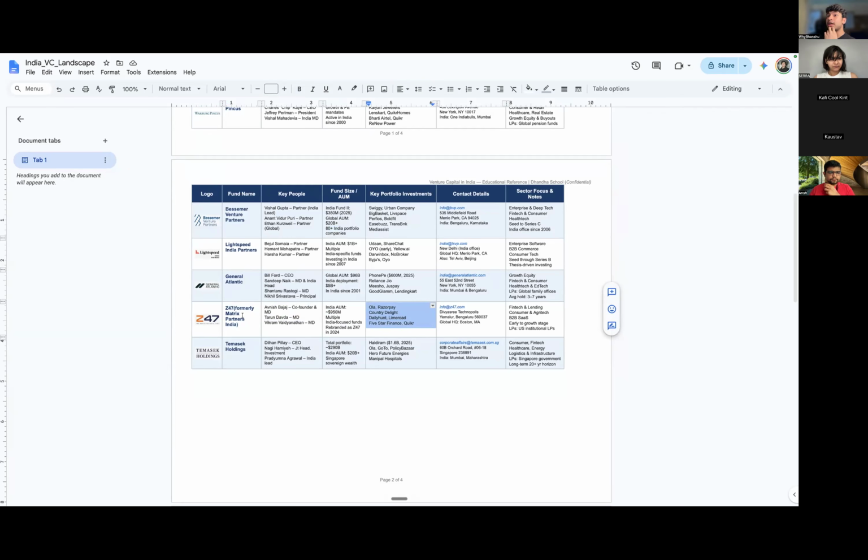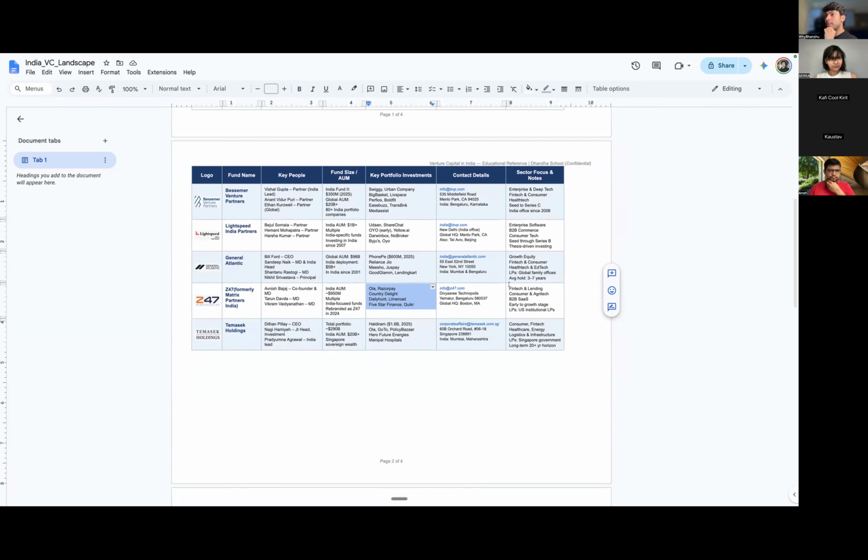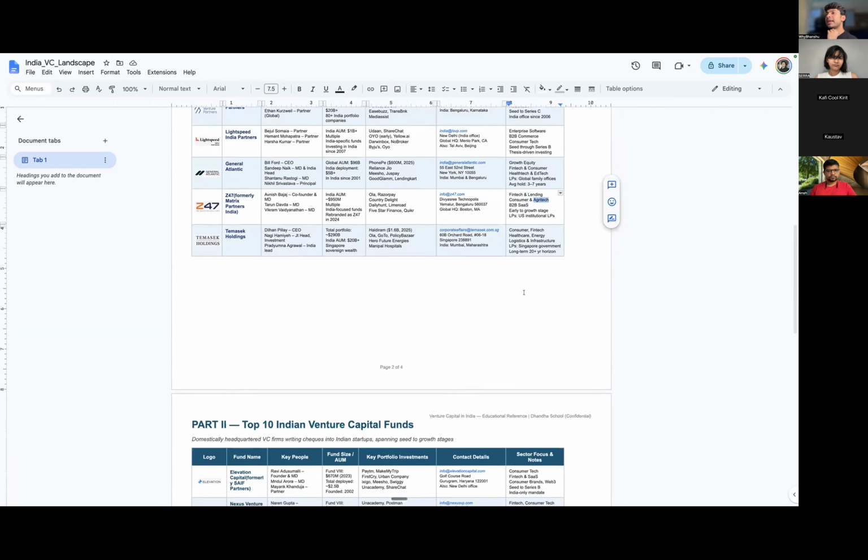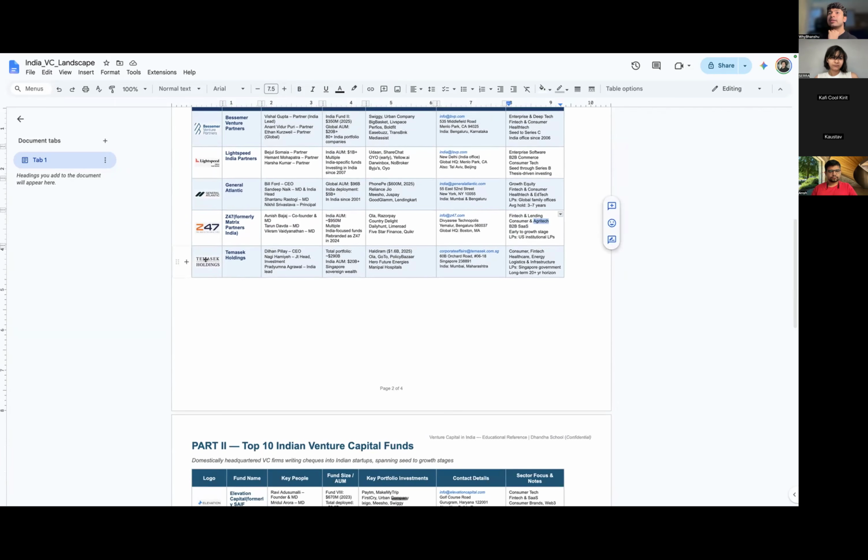Z47 is a very nice fund. Earlier, they used to be called Matrix Partners India. Avinash Bajaj is leading, the co-founder and MD. Would love to speak to these guys sometime and pick their brains to see how it works. But basically, fintech and lending, pretty big in fintech. That's kind of what they were looking for. Also does some consumer. Agri-tech is not actually pretty famous. They've written it here, but I don't think a lot of agri-tech money goes in. They did some play initially, but it hasn't worked out really well.